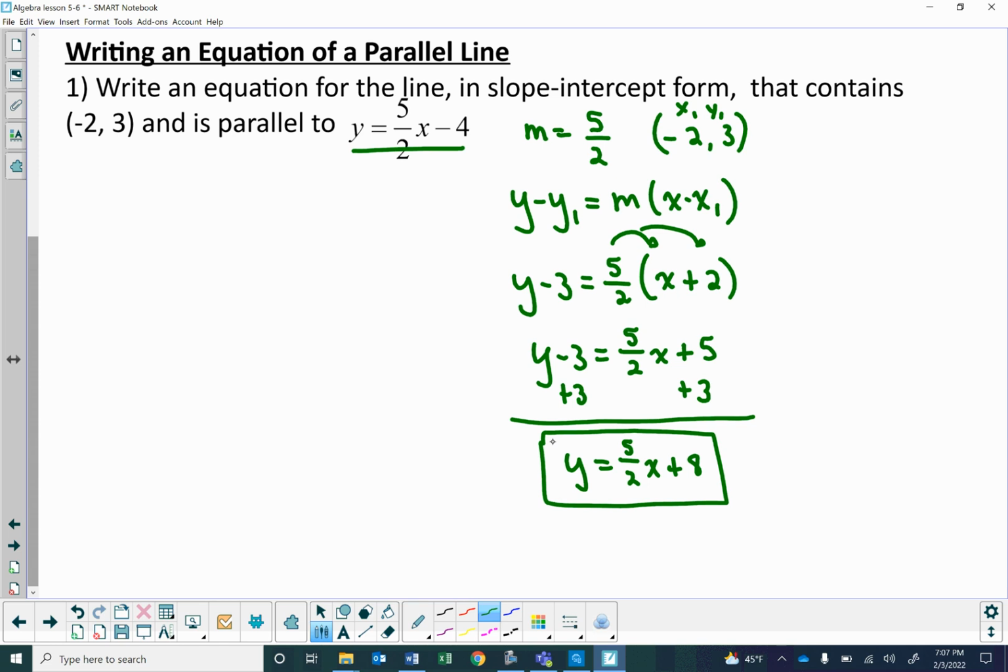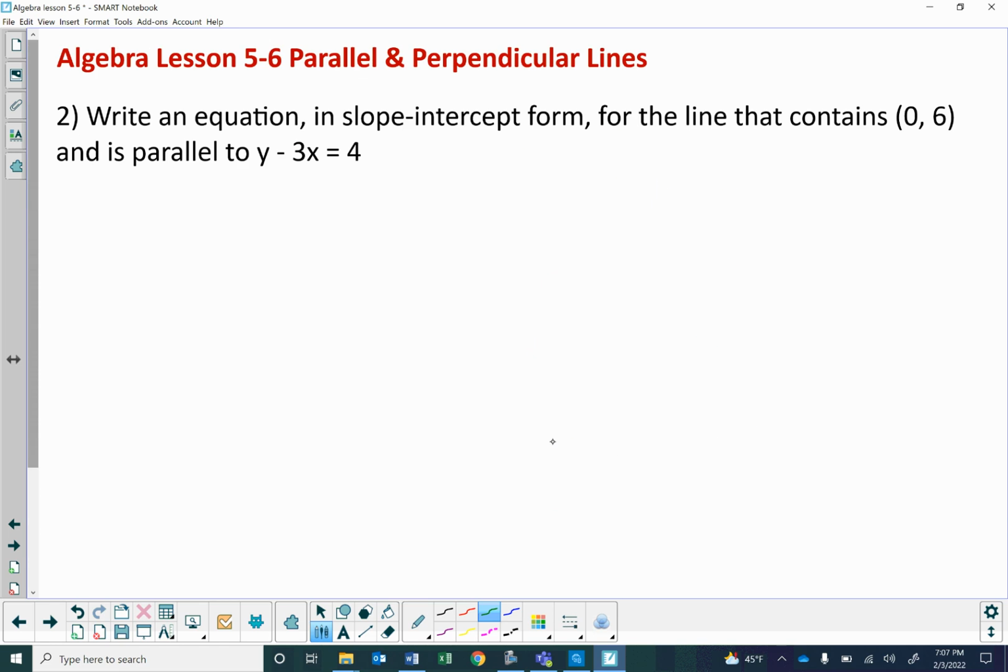Let's take a look at another example. Write an equation in slope-intercept form for the line that contains 0, 6 and is parallel to y minus 3x equals 4. Now, most people would look at this and go, oh, the slope is -3, but you have to pay attention to the fact that y minus 3x equals 4 is not written in slope-intercept form. So we have to first get this equation into slope-intercept form. So I need to add my 3x to both sides. So that would give me y equals 3x plus 4.